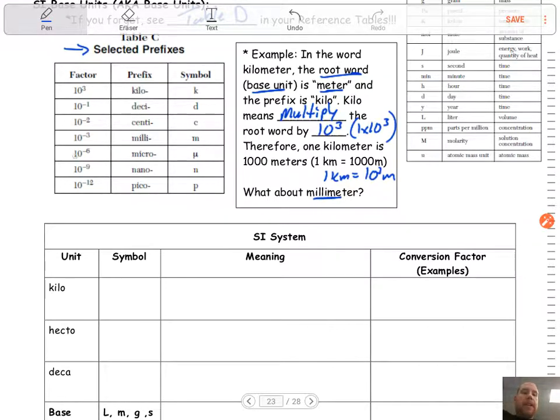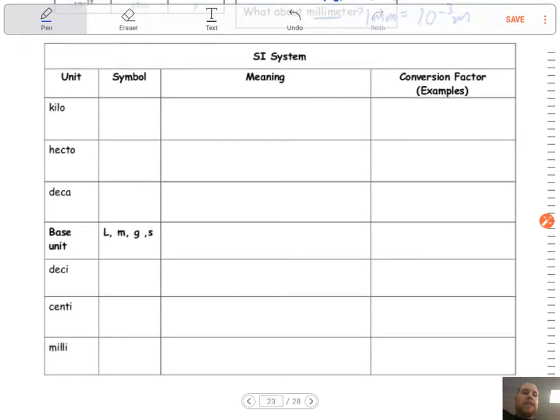What about a millimeter? You may know that, but if I look at milli, right there, table C, okay, 1 millimeter equals 10 to the minus third meters, okay? So that's what we're going to kind of explain here with this chart. My hope is that this is somewhat of a review. And then we're going to get into some problems together.